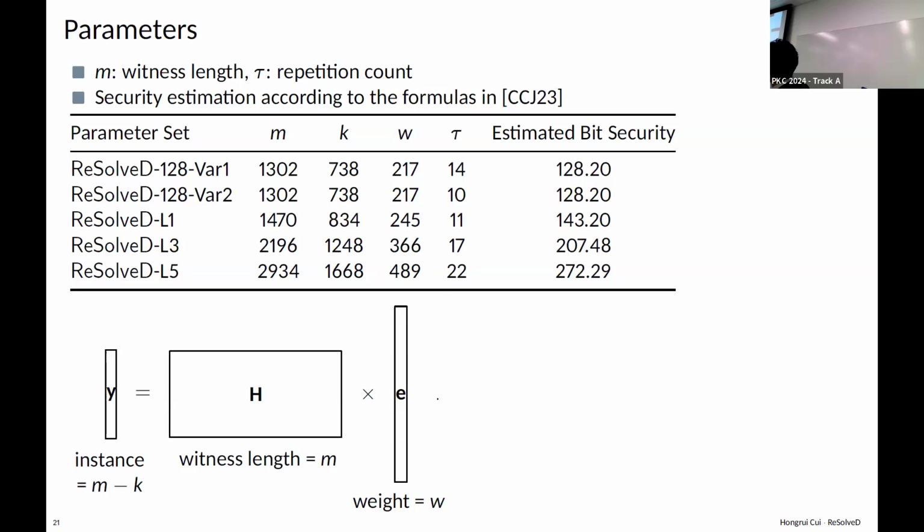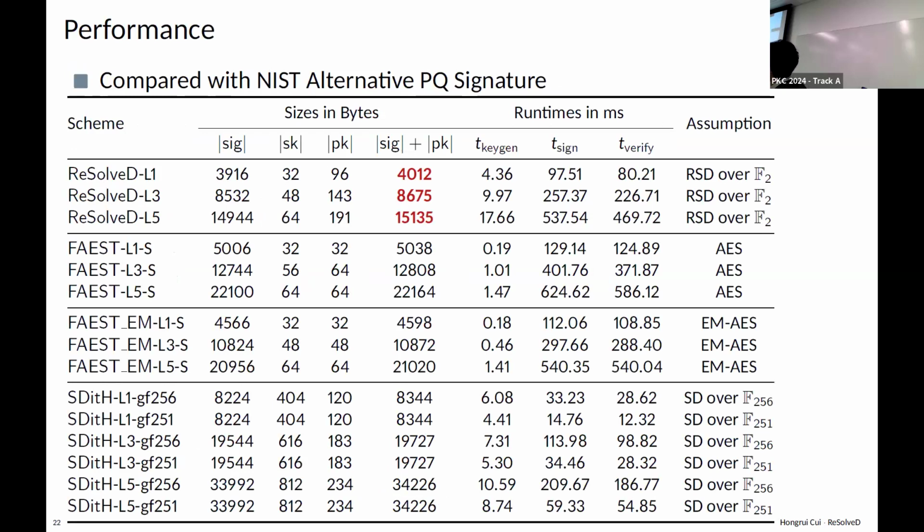We select the RSD parameters according to the bit security formula in a recent work. And we implemented the signature by adapting the reference implementation of FAEST. FAEST is a signature scheme in the original VOLE-in-the-Head paper, and the underlying one-way function is AES. As you can see, in terms of signature size, we have a smaller size compared with FAEST, and the running time is roughly the same.